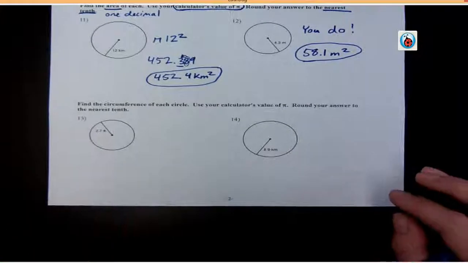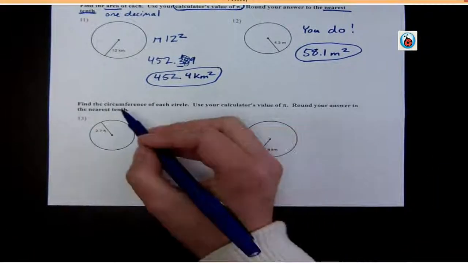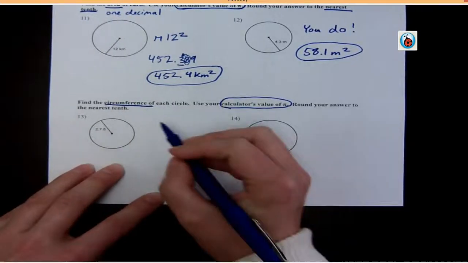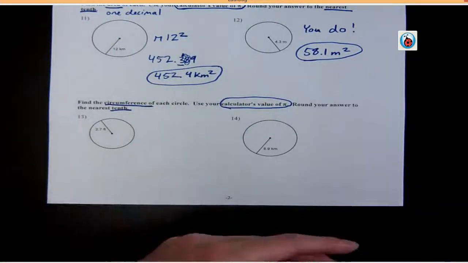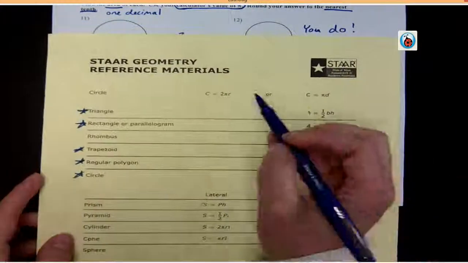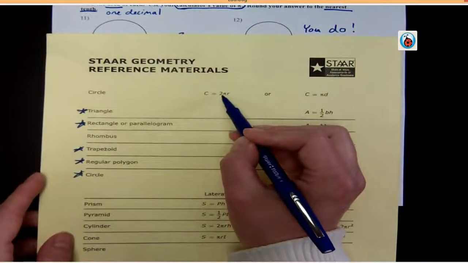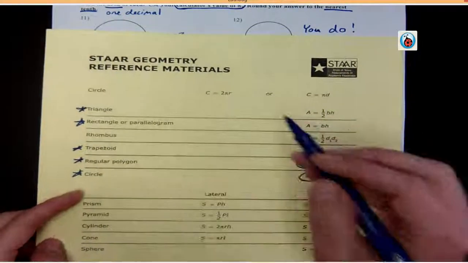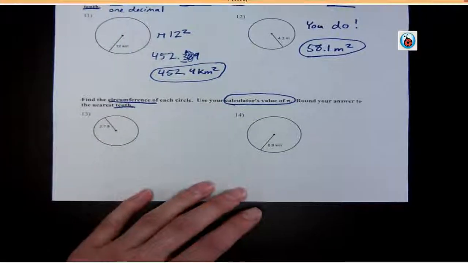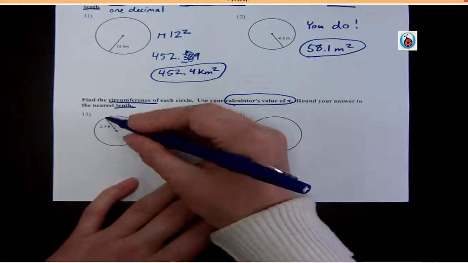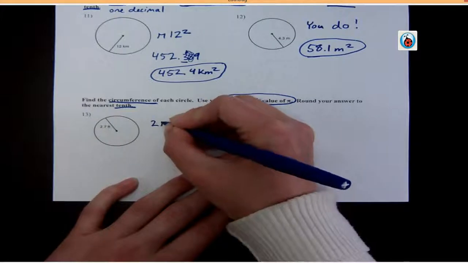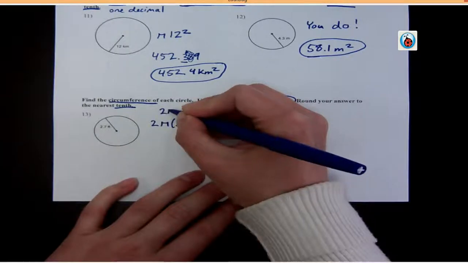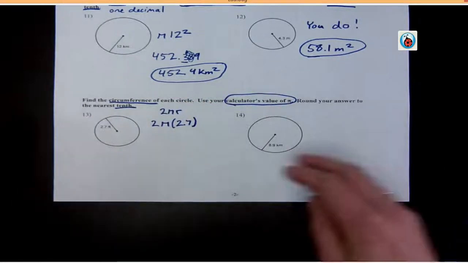Okay, and our last 2 examples for the day are circumference. Okay, again, we're using calculator's value of pi, rounding to the nearest tenth. So our circumference formulas are right here. It just tells me circumference equals 2 pi radius, or pi times the diameter, because diameter equals 2 times the radius. So here they gave me the radius, and so I just plug in 2 pi times the 2.7, because I'm using my 2 pi radius formula.